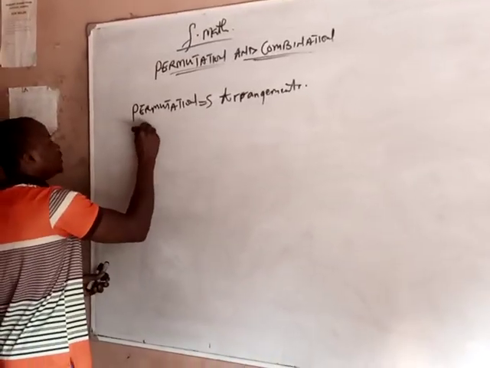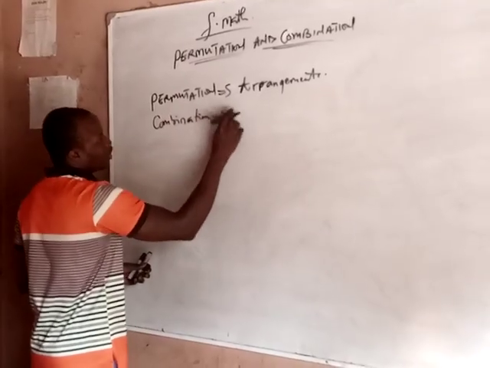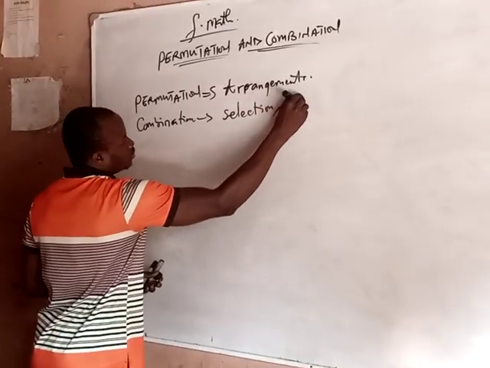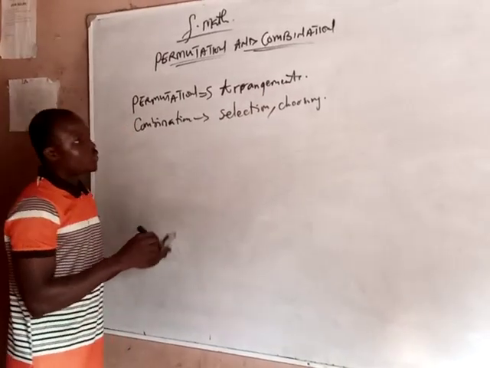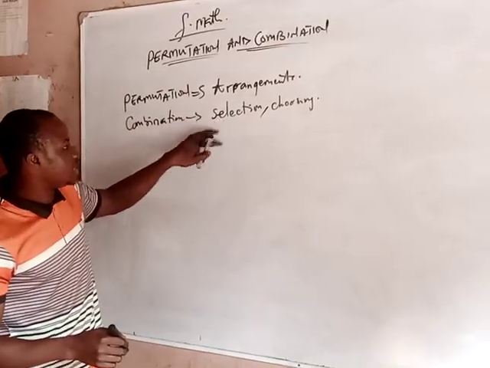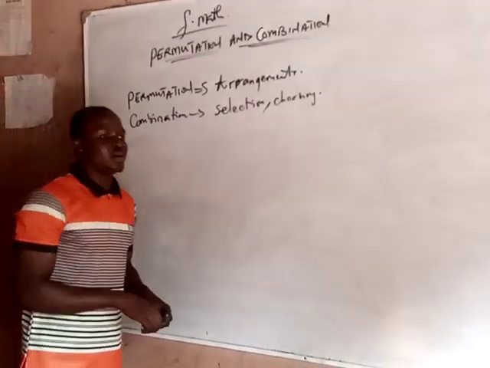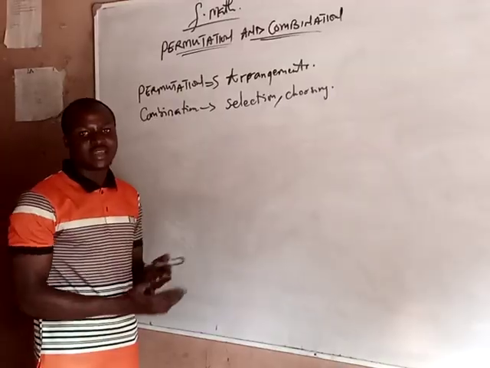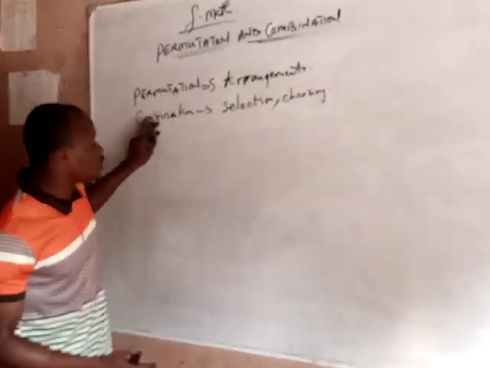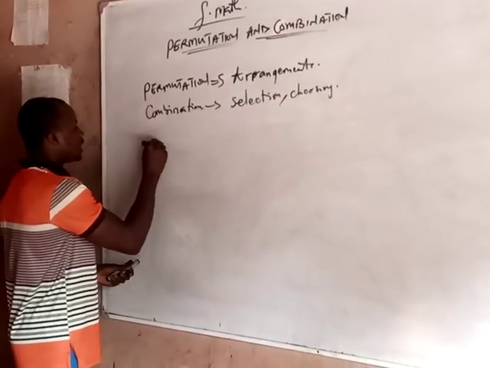When we are talking of combination, we talk about selection, choosing. So whenever we are talking of combination, we talk about being selective, selection or choosing. Whenever you see a group of people selected from some men, that means we are talking about combination. Now, there is a formula for permutation.